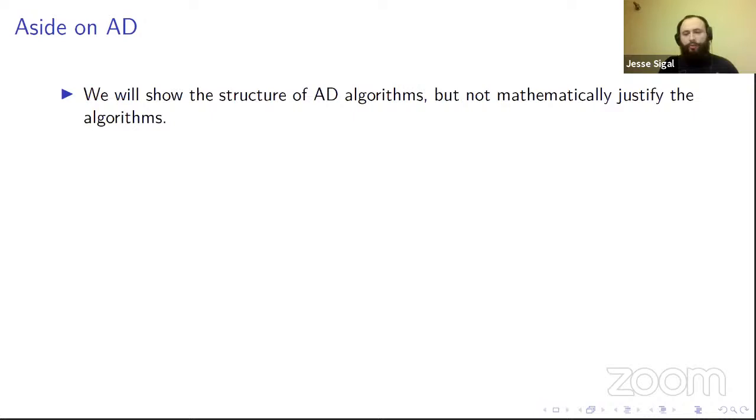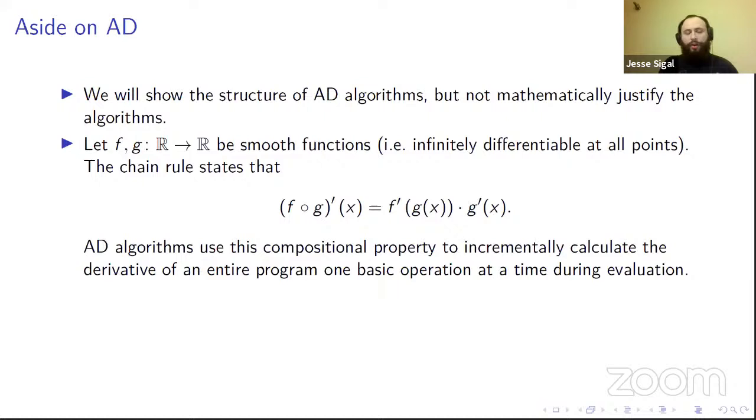As a quick aside for automatic differentiation, I really want to focus on the structure of the program transformations and how continuations are captured and delimited. I'm not going to prove the math, but as a quick intuition, these algorithms each work incrementally by using the chain rule and its compositionality to calculate the entire derivative of a program by incrementally doing it one basic operation at a time. I try to show this common structure between all of the handlers I show today. Again, I won't justify the math, but it's all correct, thankfully.